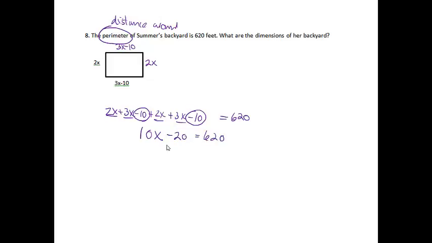And then from here, to get x by itself, I will add 20 to both sides. So those are gone. I'll get 10x equals 620 plus 20 is 640. And then we'll divide both sides by 10. We will get x equals 64.